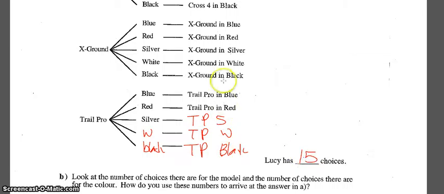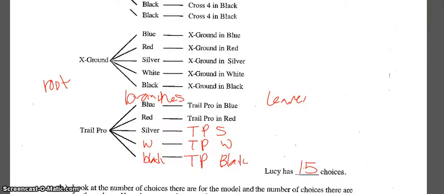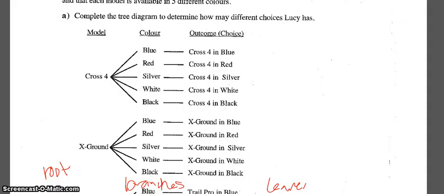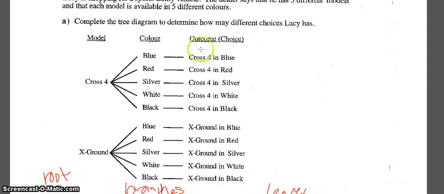You can also just look at the outcomes here. This is called a tree diagram. Where you start is called the root, and then you have some branches in between. And then at the end, you have some leaves, the end result. It's just a way to organize the information. Here, the leaves are the different outcomes, the different choices available. You count them, and you get 15.